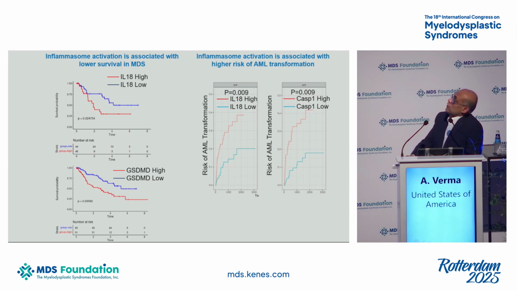Also, some of these mediators were prognostic. So high IL-18, high gasdermin D levels were predictive of poor survival and also predictive of an increased risk of AML transformation in this MDS transcriptomic data set.